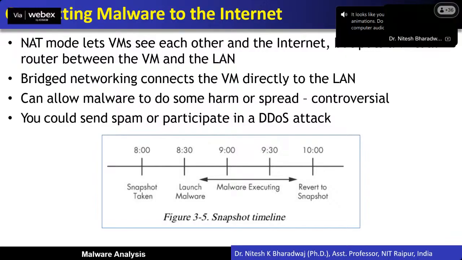So NAT mode, like network adapter modes, lets VMs see each other and the internet. So it creates a gap, a router, between the VM and the LAN. Bridged network connects the VM directly to the LAN, so that we have disabled. Okay. It can allow malware to do some harm or spread controversial things. So you could send spam or launch a DoS attack after making suitable changes.